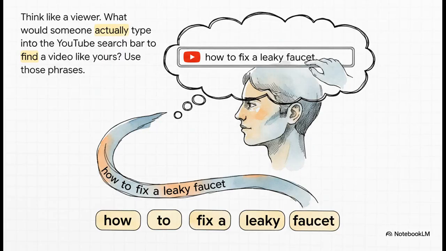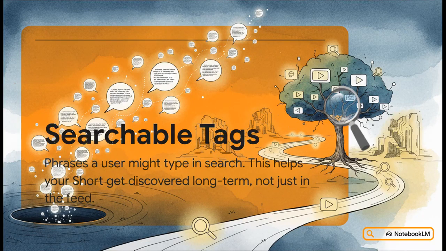Now for tags. The key here is to think like a viewer. Stop just listing single keywords. You need to ask yourself, what would a real person actually type into the YouTube search bar to find my video? You need to use those exact phrases. And this is why this is so important.